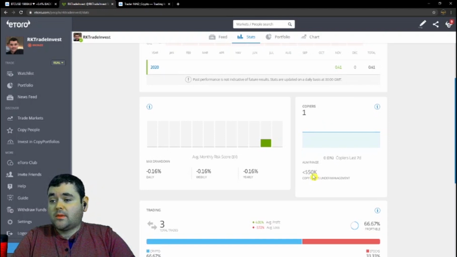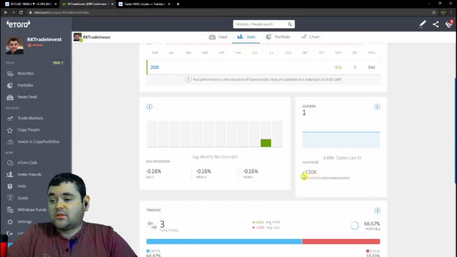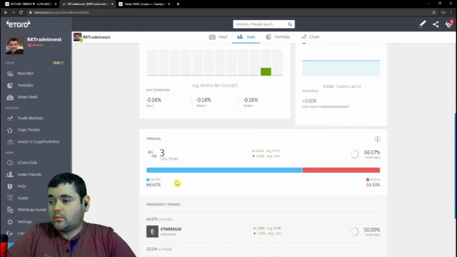Then you can see the amount of money people have invested in copying me. That just means there's less than 50k invested in me, because I only have one copier so far. And there you can see that in the month of November, I made a total of 3 trades, 2 of them profitable, 1 of a loss.